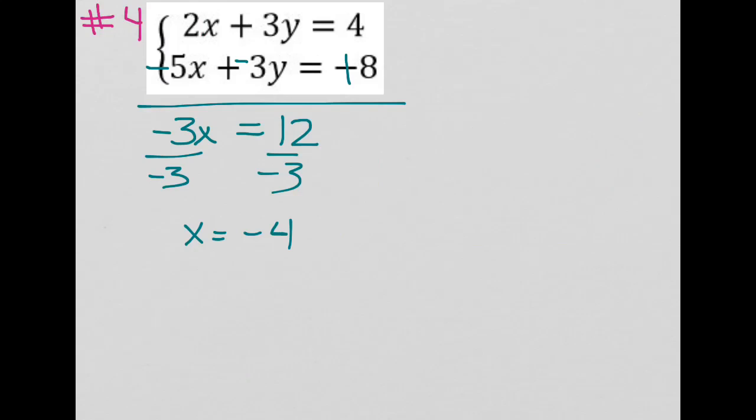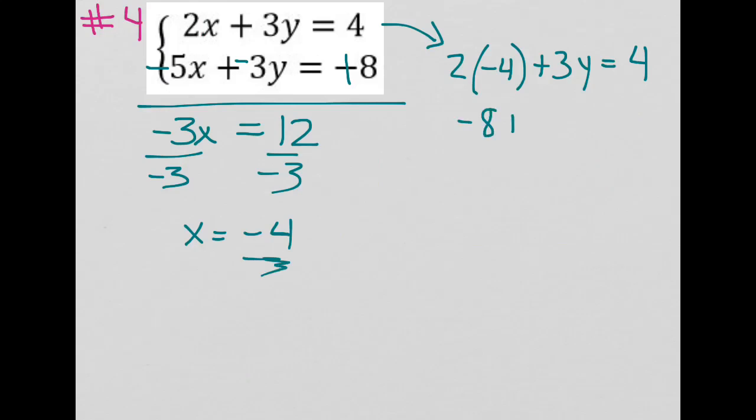Now you can plug that negative 4 back into either equation. You will get the same answer whether you choose the top equation or the bottom equation. I'm just going to choose the top one. 2 times negative 4 plus 3y equals 4. Remember, I plugged in negative 4 because that's what x equals. We found that over there. So negative 8 plus 3y equals 4.